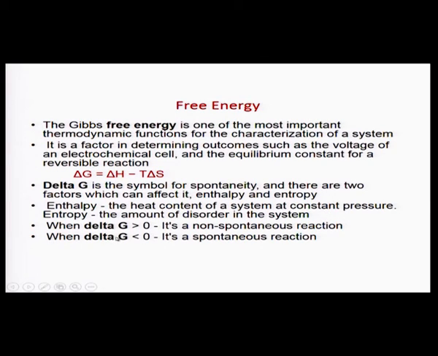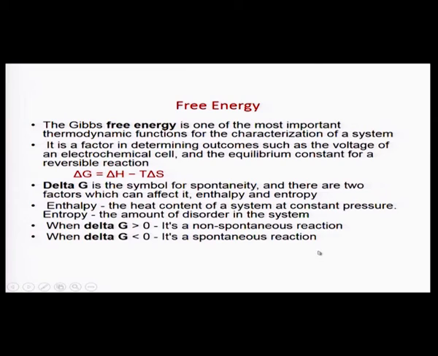When the delta G value is greater than 0, it is a non-spontaneous reaction. Okay? And when the delta G value is negative, or less than 0, that is a spontaneous reaction. So this is the reverse of what we discussed about the change in the entropy value. So whether a particular reaction will take place spontaneously, or is feasible or not, based on this delta G value we can come to a conclusion.